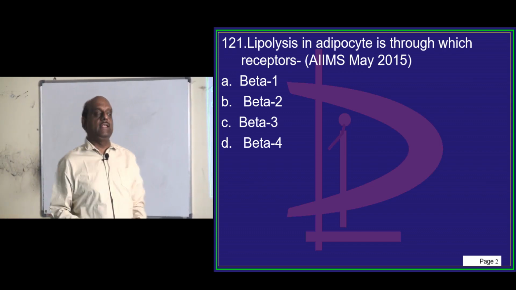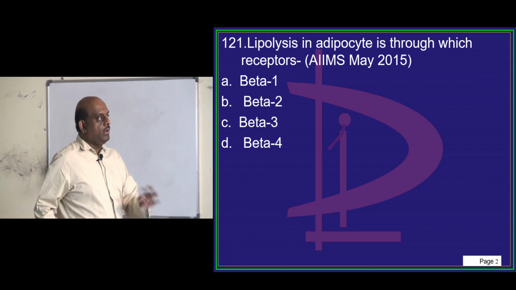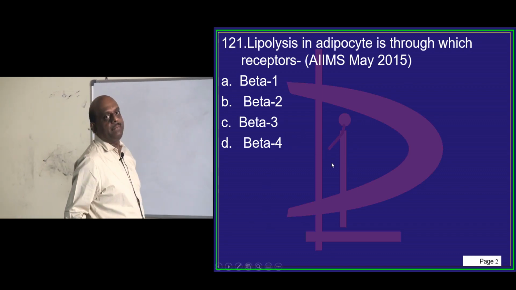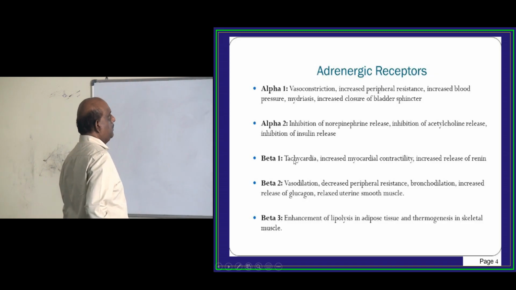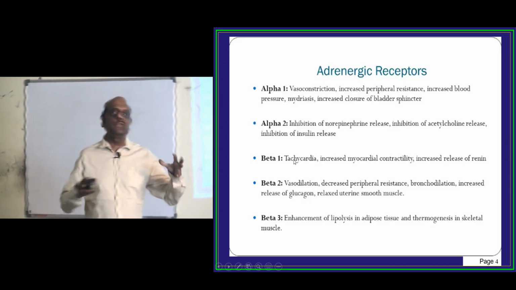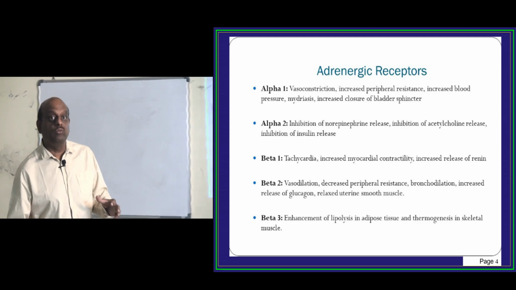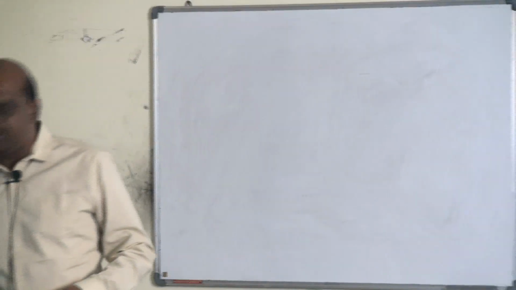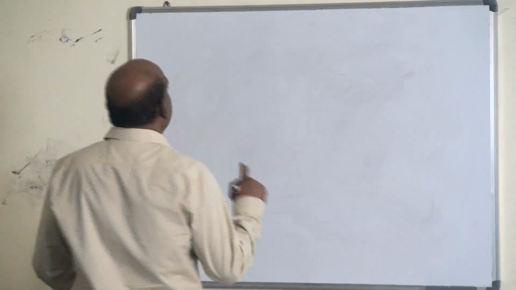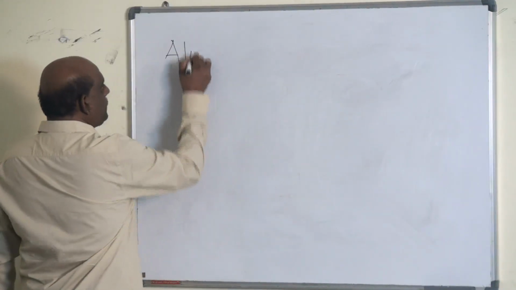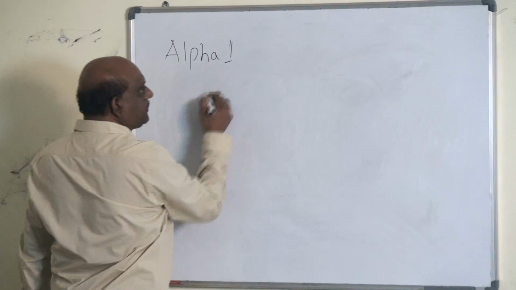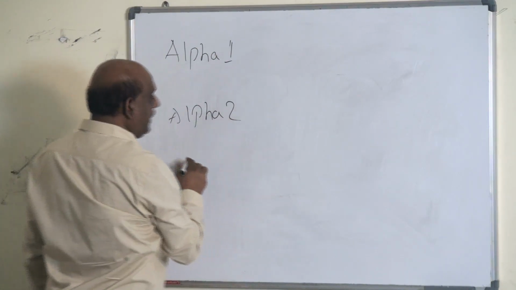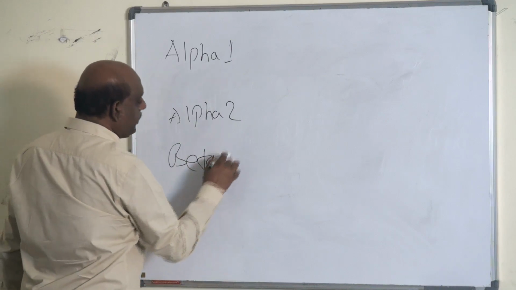Lipolysis in adipocyte. What are the receptors which are involved? It is the beta 3 receptors. So you should know what the various receptors are and what their actions are among the adrenergic receptors, which is the most important topic, doctor. A lot of students will be weak in this topic. I want to make you the Mahagyani in this very important topic.